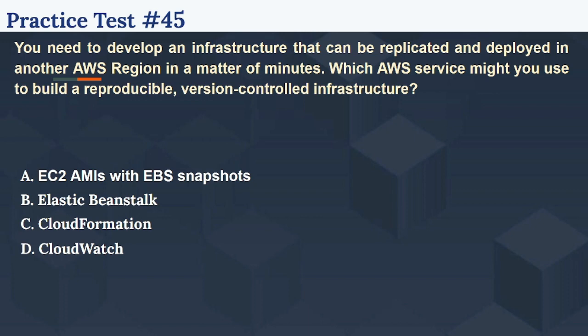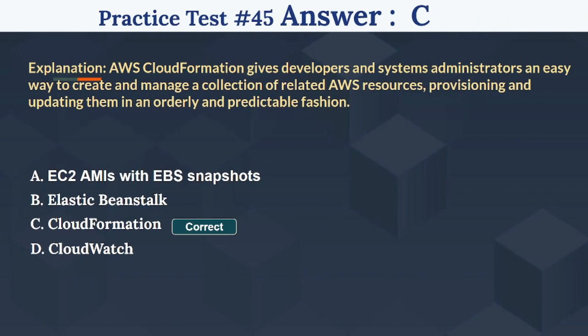5, 4, 3, 2, 1. So the right answer is C, CloudFormation. AWS CloudFormation gives developers and systems administrators an easy way to create and manage a collection of related AWS resources, provisioning and updating them in an orderly and predictable fashion. Let's move to the next question.